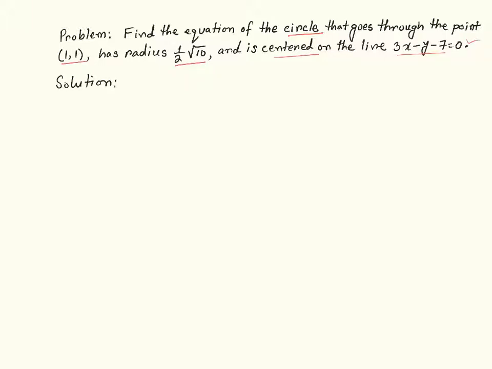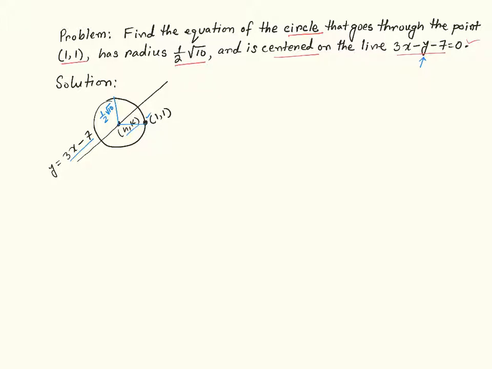As usual, to solve a problem of this type, it is better to sketch it and then get an overall view of what we are looking for. So here is a sample sketch. Let's assume that the circle is centered at (h, k). The center is at (h, k), and it goes through the point (1, 1), which is this point, and also that center is on the line y equals 3x minus 7. So I just solve for y in this given equation, expressing it in the form y equals mx plus b, and also the radius r is 1/2 times square root of 10. So let's say this is the radius r, or I can draw the line from the center to the point (1, 1). And that radius is 1/2 times square root of 10.